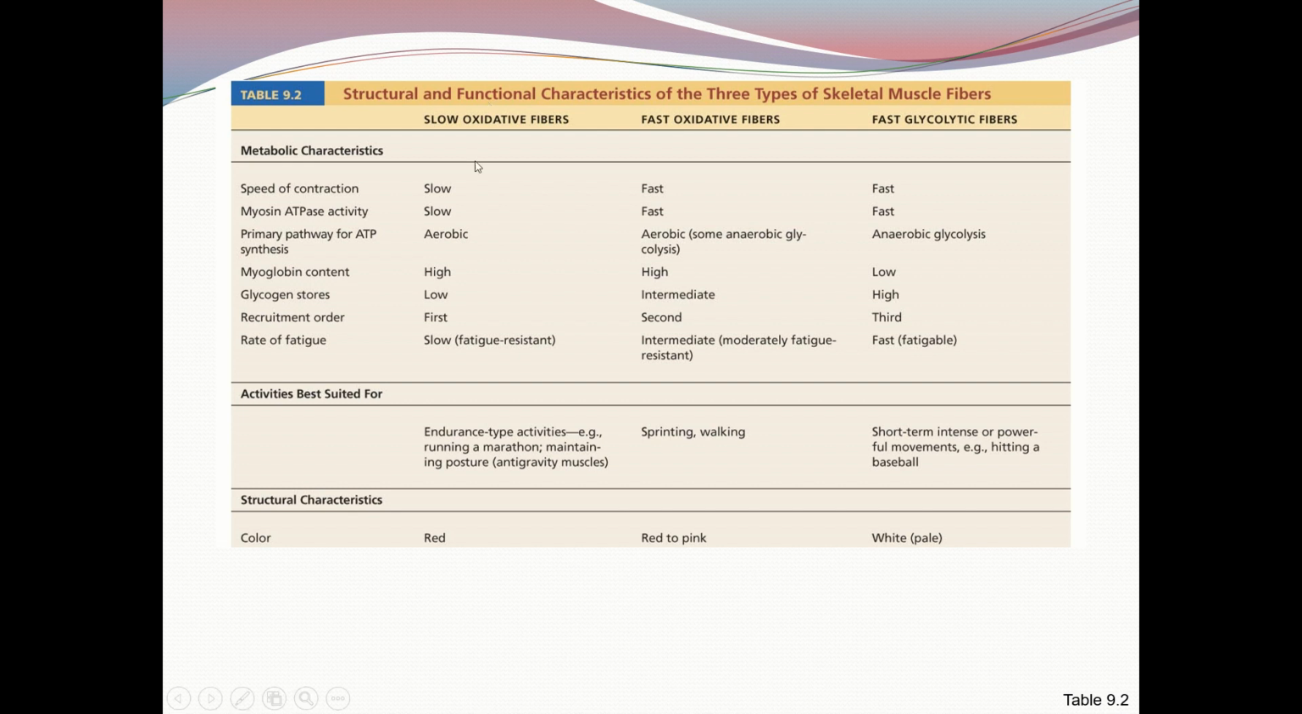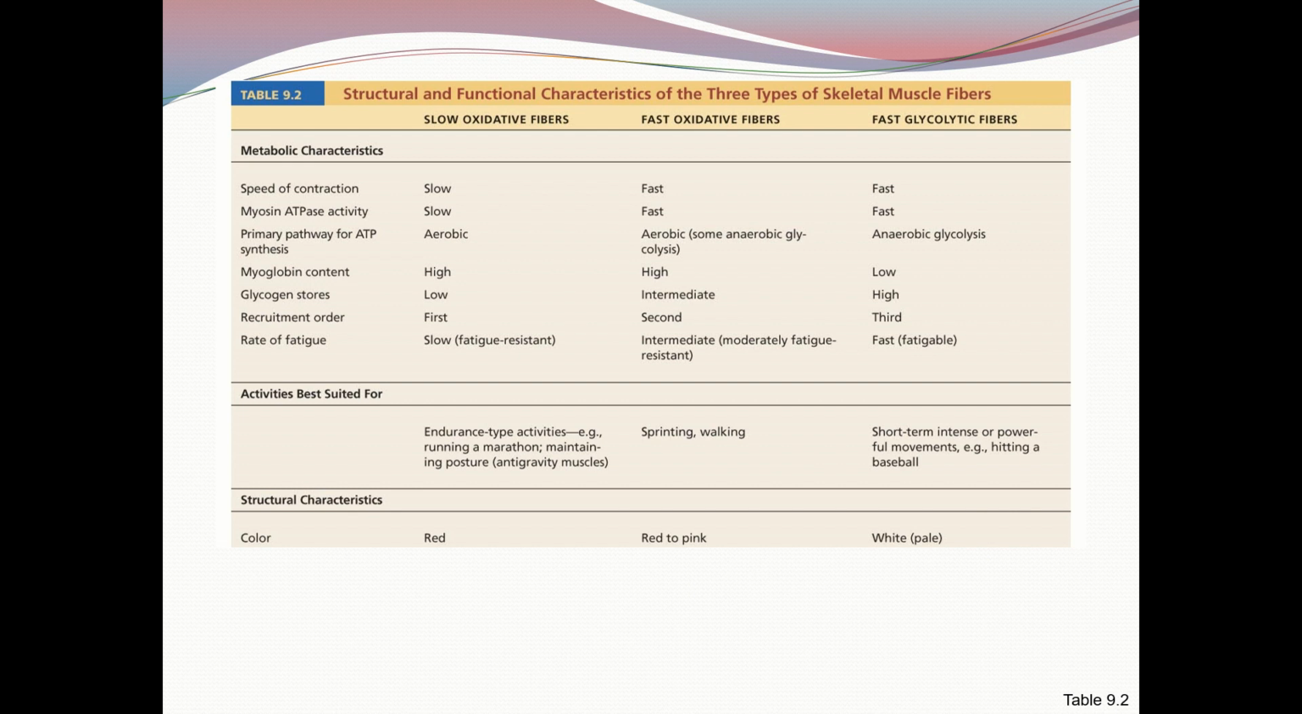If you look at the very bottom of the table, you can see that slow oxidative and fast oxidative fibers are going to go from red to pink because they do have blood flow, because they're bringing in oxygen and lots of glycogen and such to the area. Whereas glycolytic fibers are going to be white or pale in their appearance because they're going to be engaged when blood flow is at its minimum.